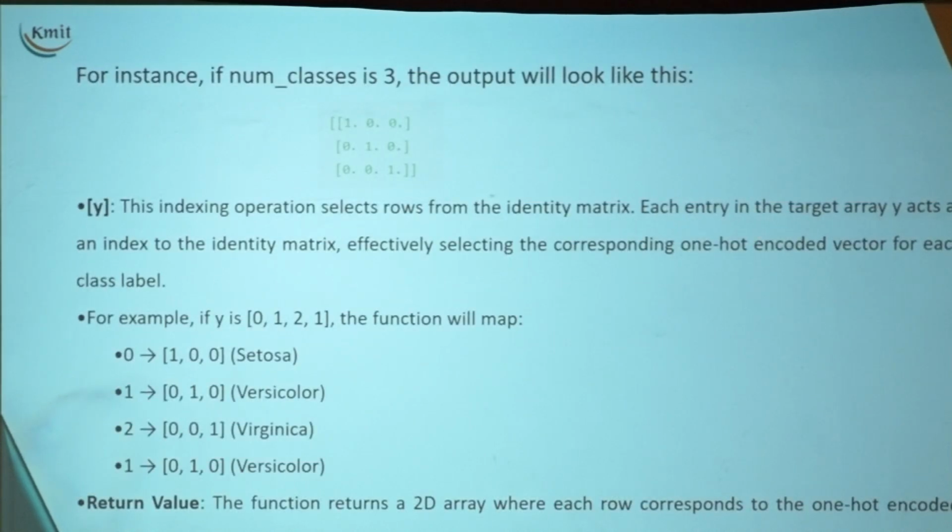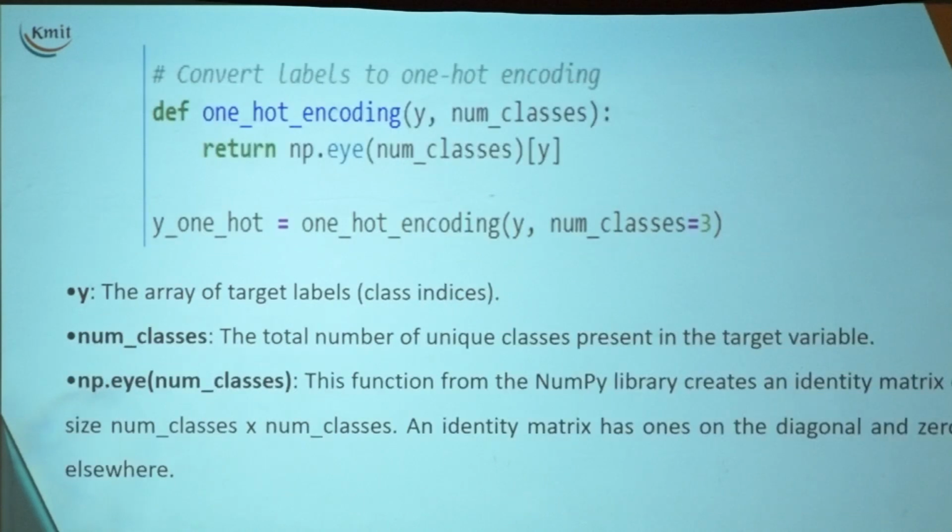Look at that. Suppose I take number of classes equal to 3. I will get an identity matrix with 3 rows and 3 columns, which represents 1, 0, 0, 0, 1, 0, 0, 0, 1. One for each class. 1 would be Setosa, 1 would be Versicolor, 1 would be Virginica. Is that clear? In order to generate an identity matrix which represents each class, I am using this particular function.